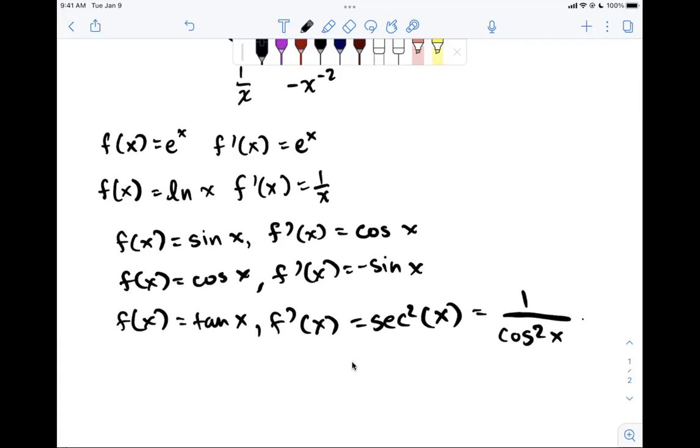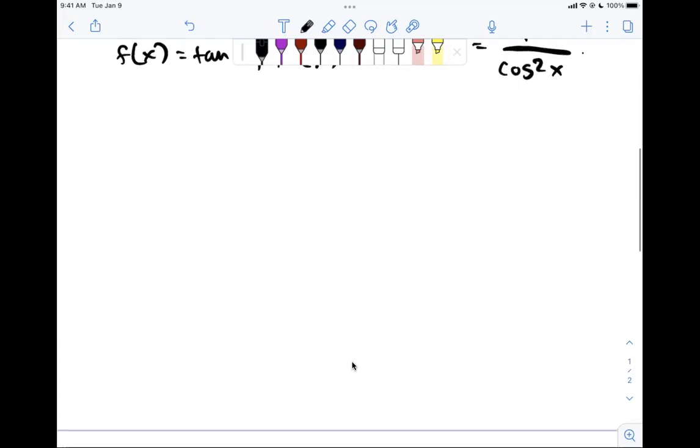And finally, we'll have some rules that we can follow. So if we multiply by a constant, then the derivative just gets multiplied by a constant. So the derivative d/dx of c times f of x, where c is some constant, is equal to c times f prime of x.